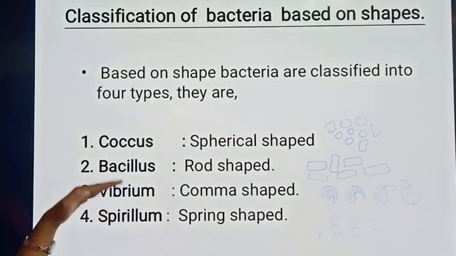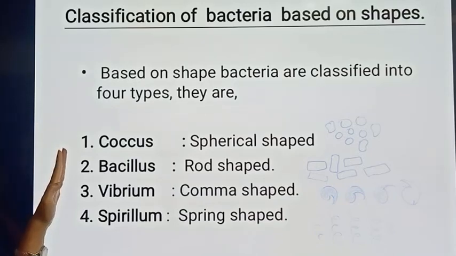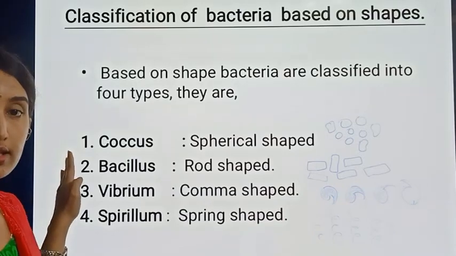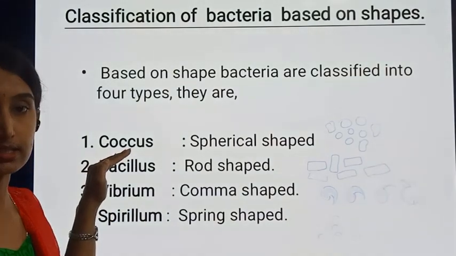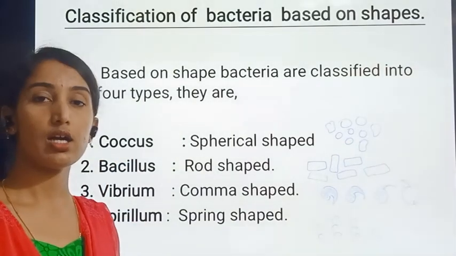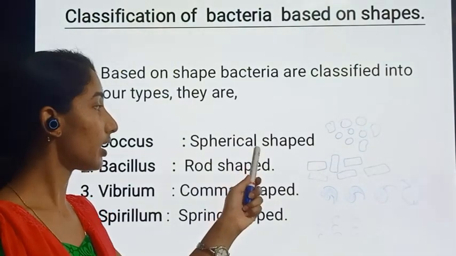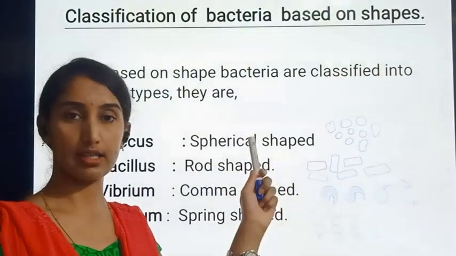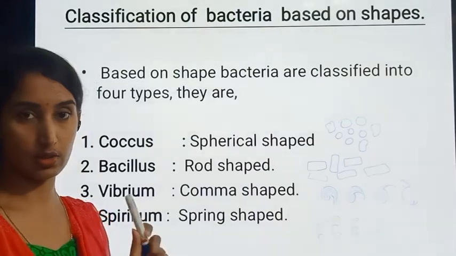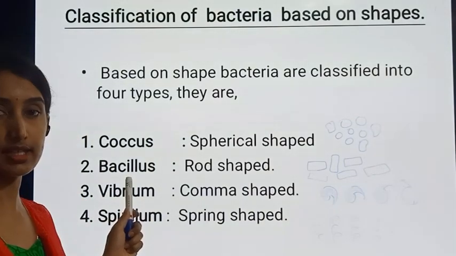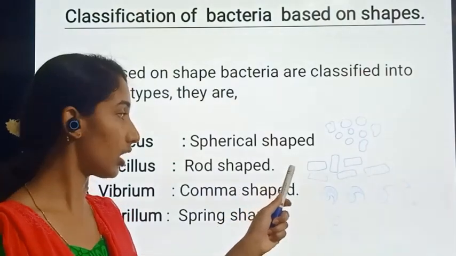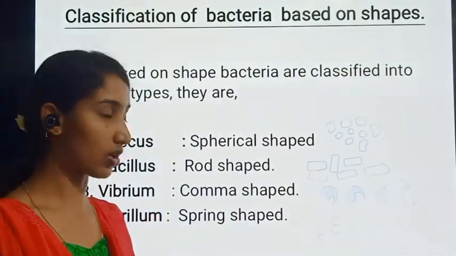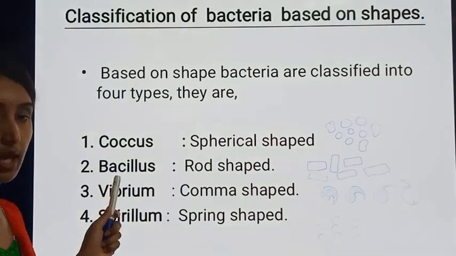I will repeat, there are 4 different types of bacteria based on their shapes. The first one is coccus, the bacteria which are spherical in shape. The second one is bacillus, the bacteria which are rod in shape. Rod shaped bacteria are called bacillus.